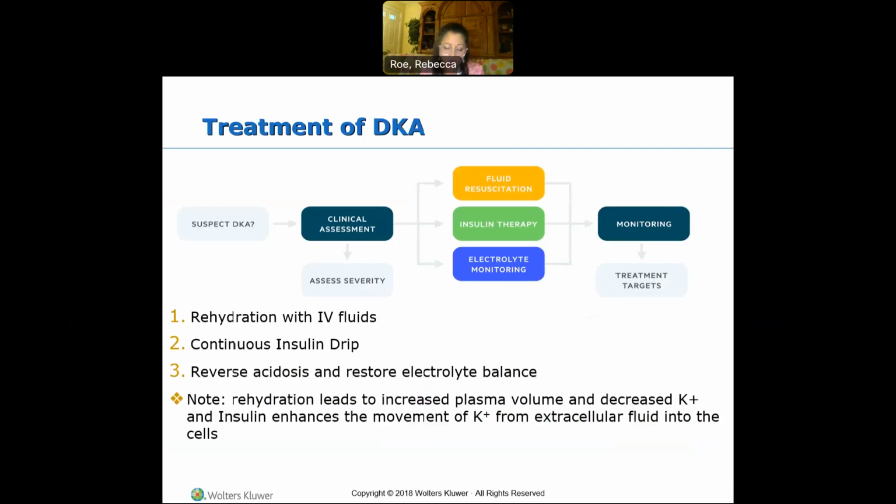So you're going to start with a fluid bolus of isotonic crystalloid. Some prefer 0.9% normal saline. Some are leaning more towards a balanced solution of lactated Ringer's. Note that lactated Ringer's has a small amount of potassium in it. Note that there is no dextrose in these fluids.